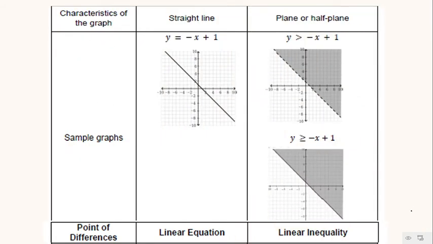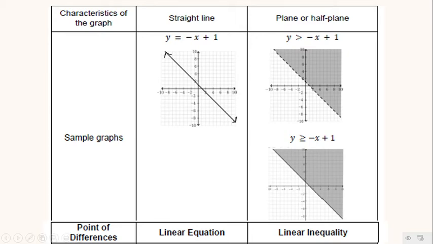Okay, next is the characteristics of the graph. So, kanina binanggit ko na yung characteristics ng graph ng linear equation is a straight line and a plane or half plane naman sa linear inequality. For straight line, so ito lang siya. So, ang kulang lang dito is kulang siya ng arrowhead. Dapat may arrowhead ito. Okay.